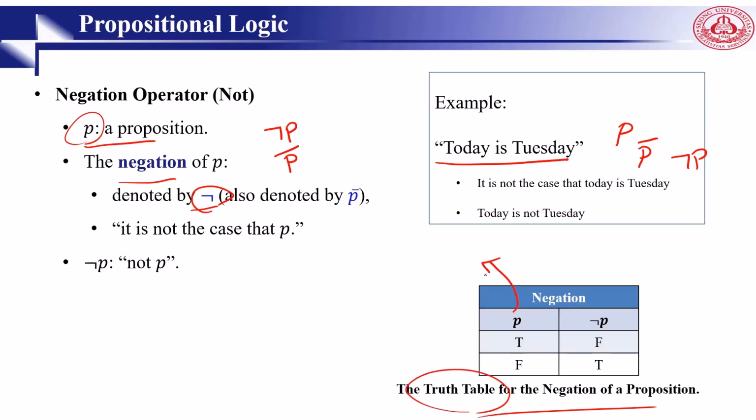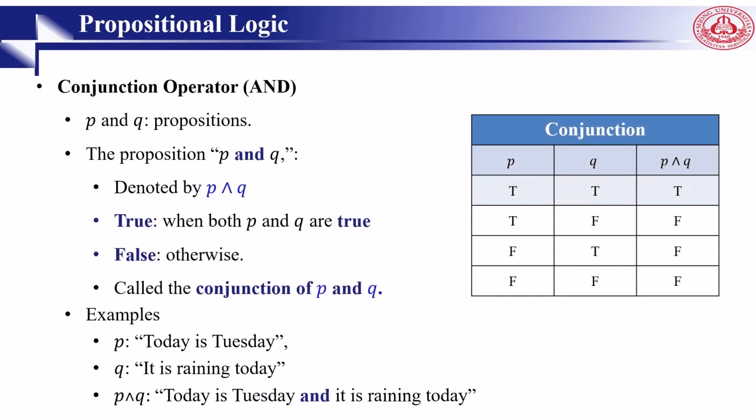And this is the truth table that we have for negation. This is input, and this is output. If input is T, output is F. If input is F, output is T. Very simple.